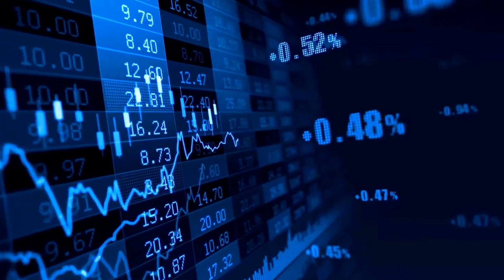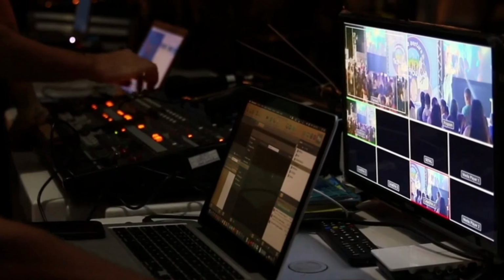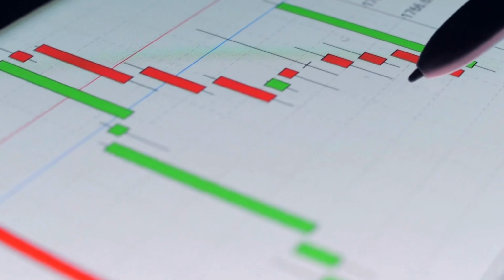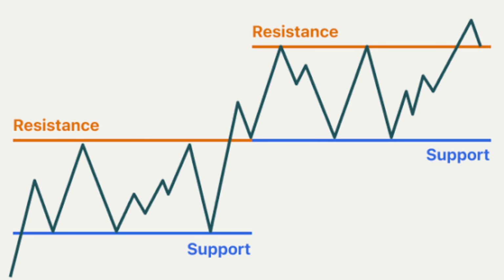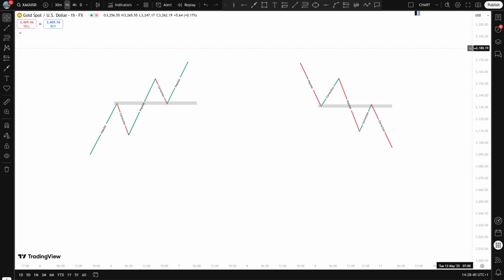This is the only gold trading strategy you will ever need. In this video, I'm going to show you how to make $1,000 a day. The strategy we are going to be using is called support and resistance. Wait, I know you know what support and resistance is. If you want to learn how to trade gold profitably and make 1K a day trading gold, then watch this video.